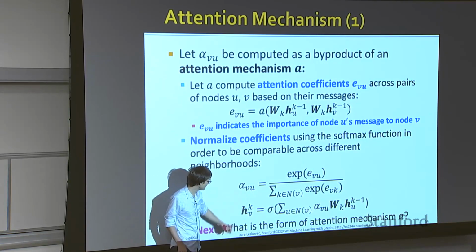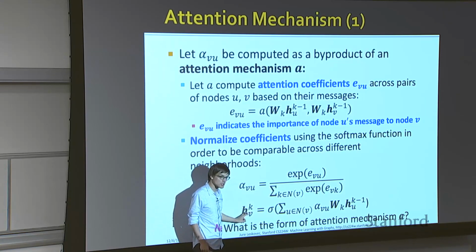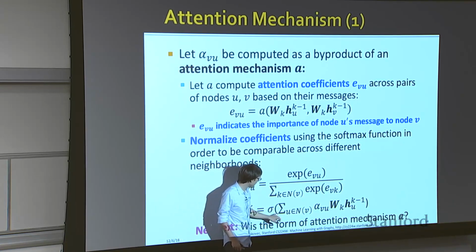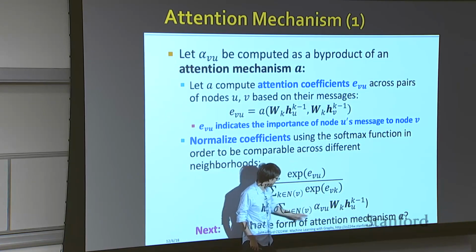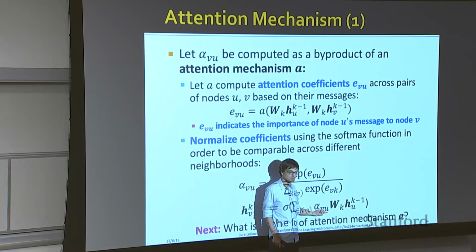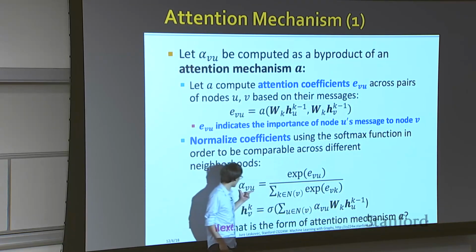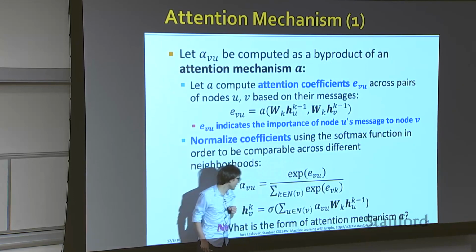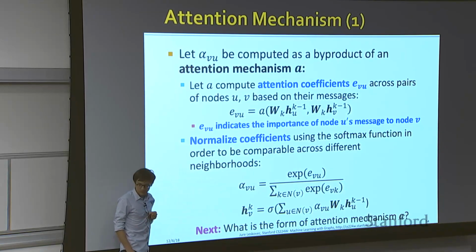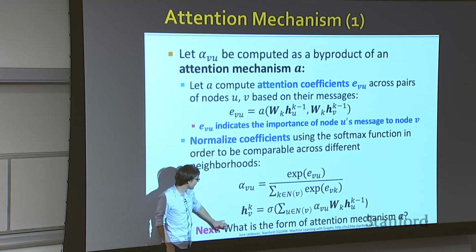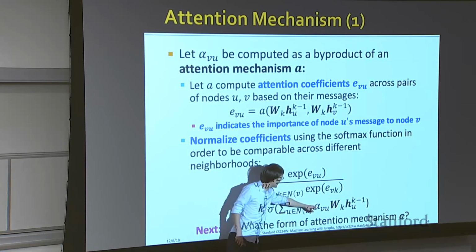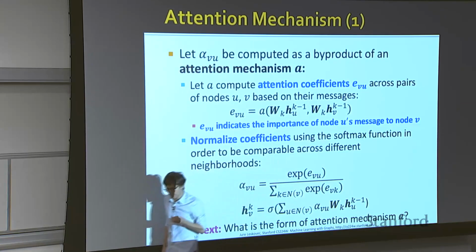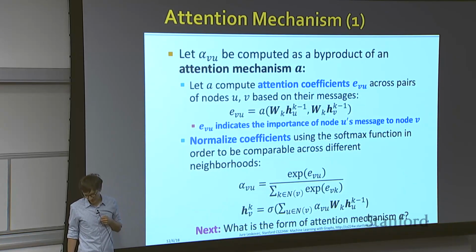But now I have a weight. So now in my aggregation, what is different is, again, I'm aggregating over the neighbors, but now I'm also having the weight here. This alpha_uv comes from here, where e_uv comes from there. Okay? And now the question that we need to decide next is, what is the form of this attention mechanism? How would we go and learn it?